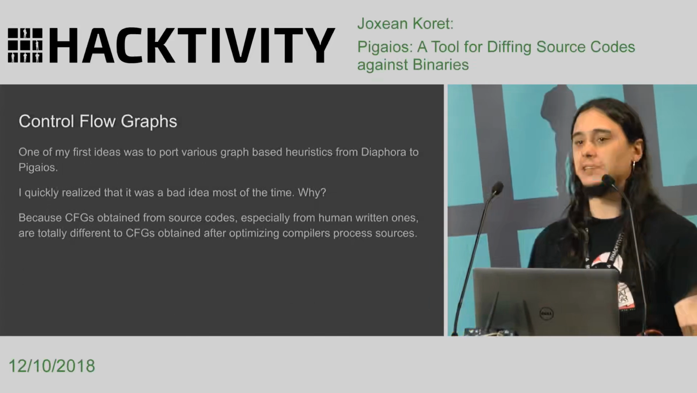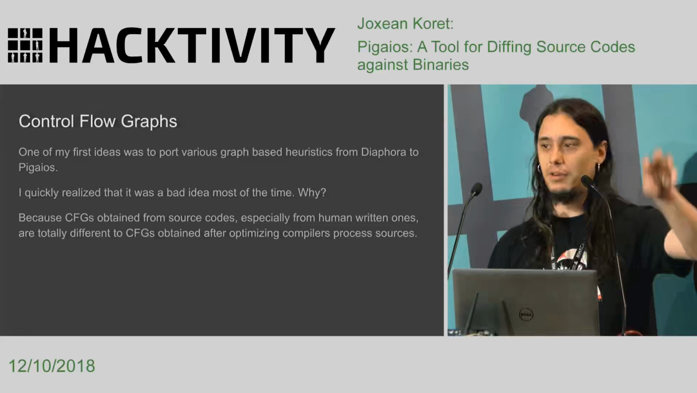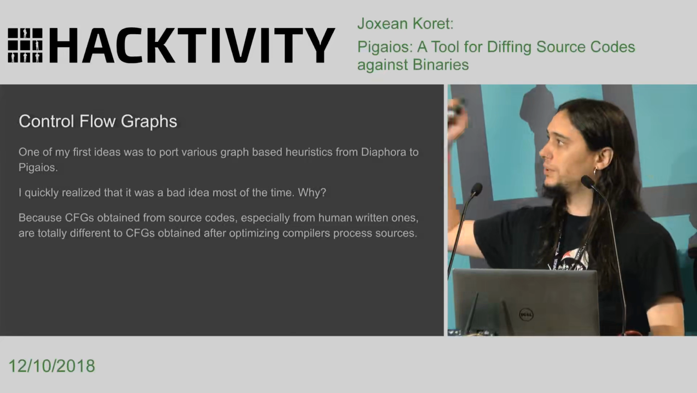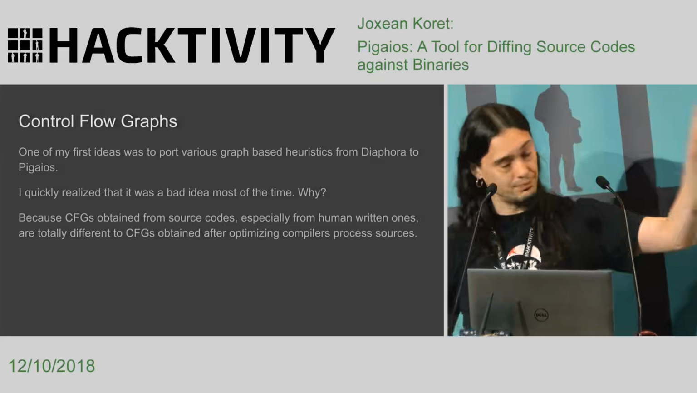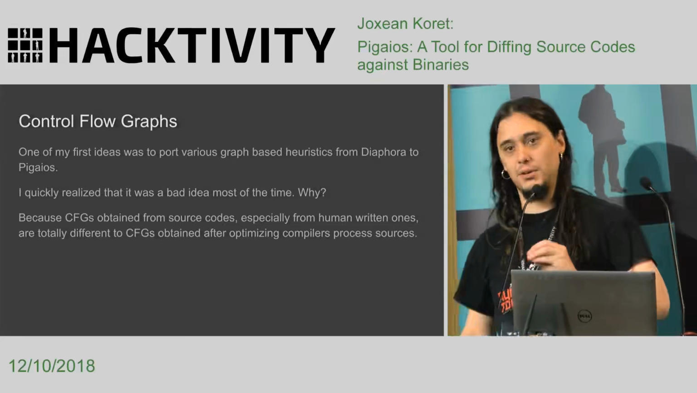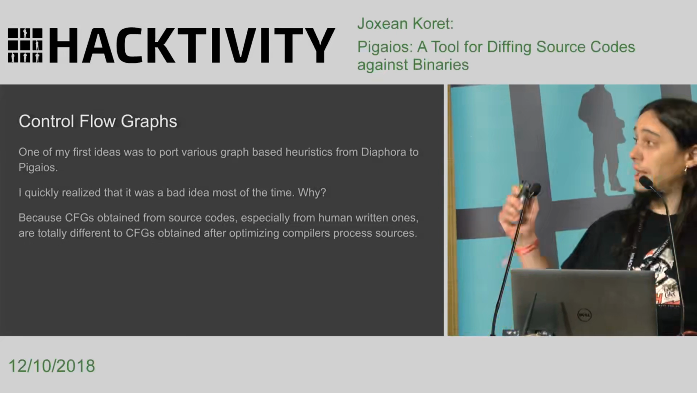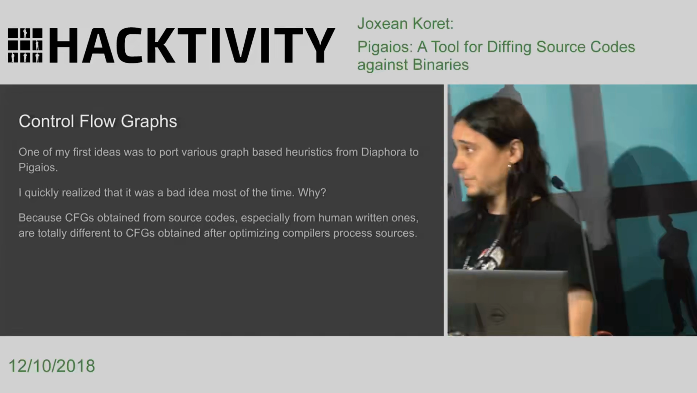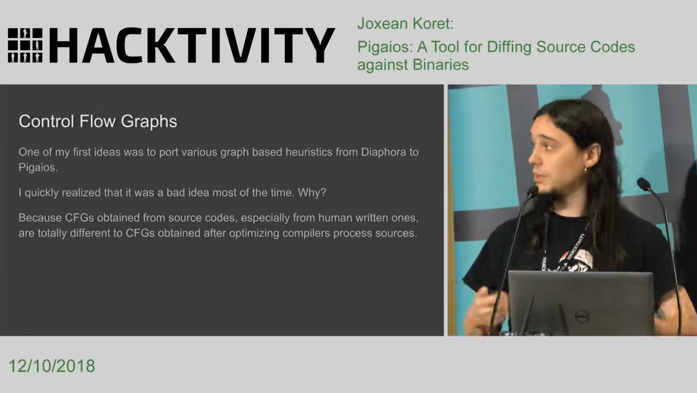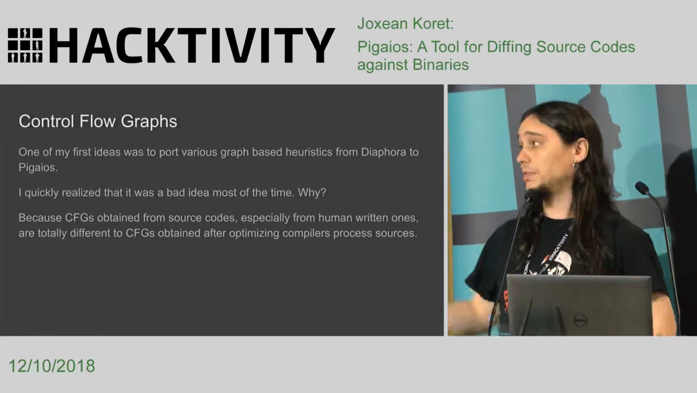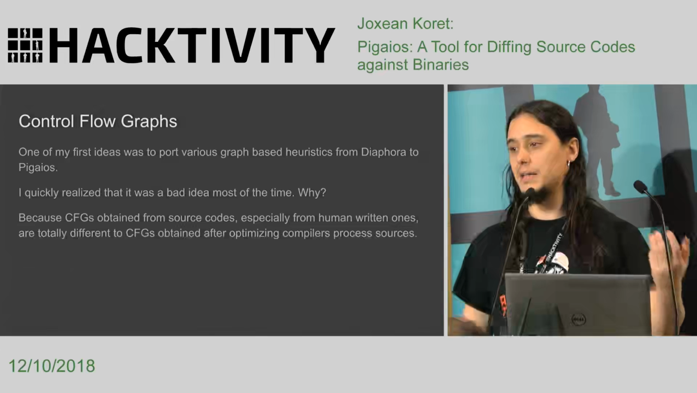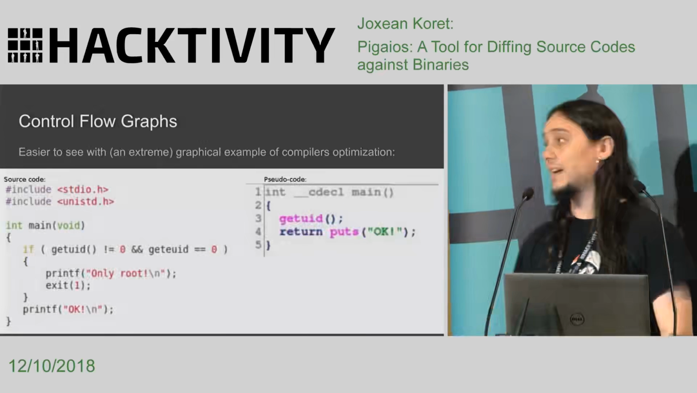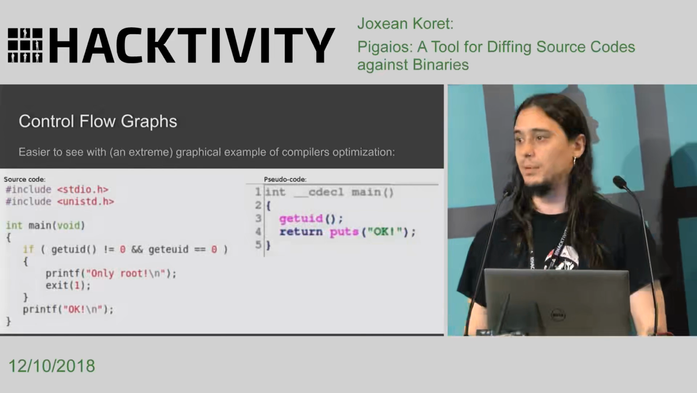One of my very first ideas, when I had the idea of writing such a tool, was to use the Hex-Rays decompiler to port many heuristics from the decompiler to Pigaios. I quickly realized that it was a very bad idea because the control flow graphs obtained from source code, especially human-written code, are totally different from the ones that an optimizing compiler generates. This is an extreme example.